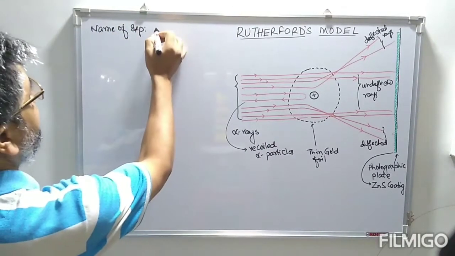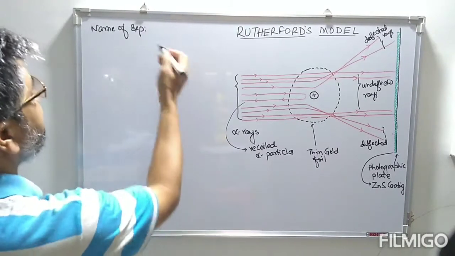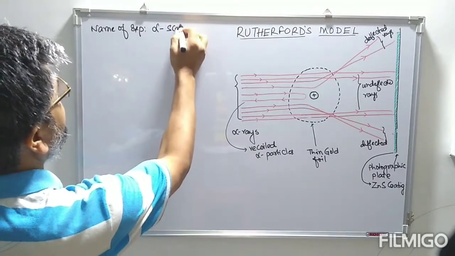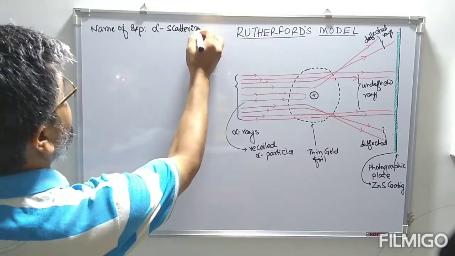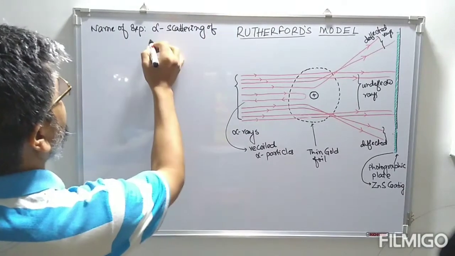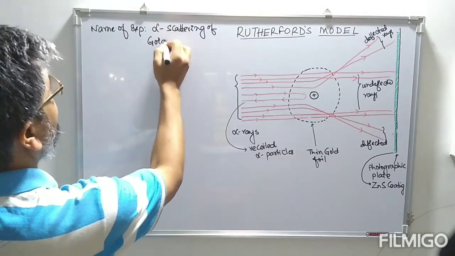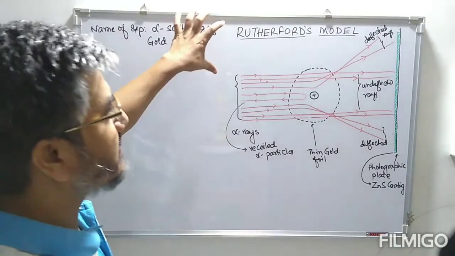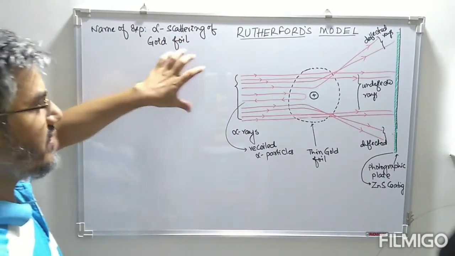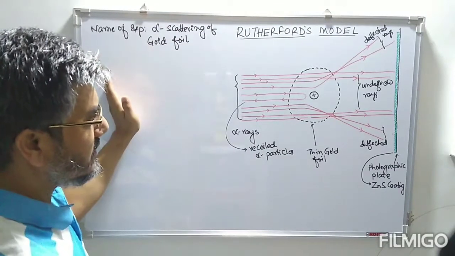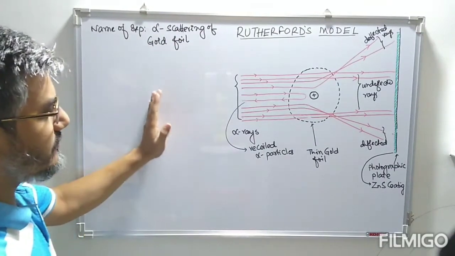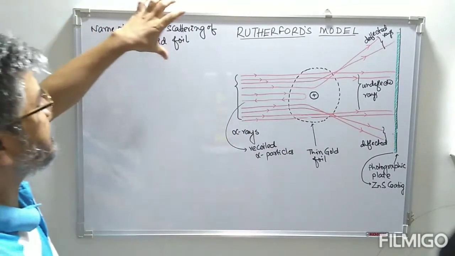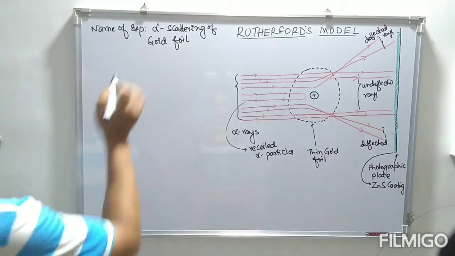is known as alpha particle scattering, or alpha scattering of gold foil. So the name of the experiment is scattering of alpha particles when these are passed through a thin metal foil, and the metal is made up of gold. So the name of the experiment is alpha scattering of gold foil.